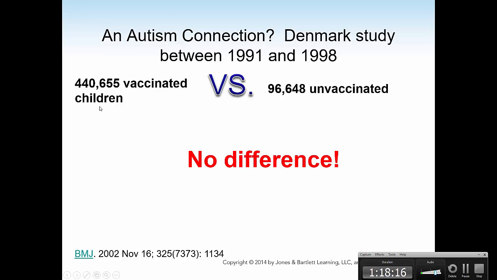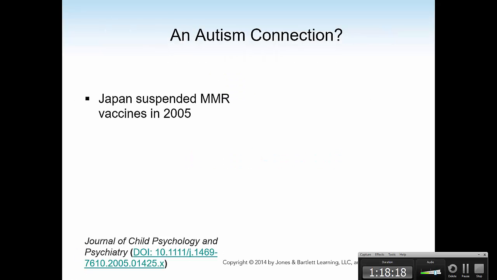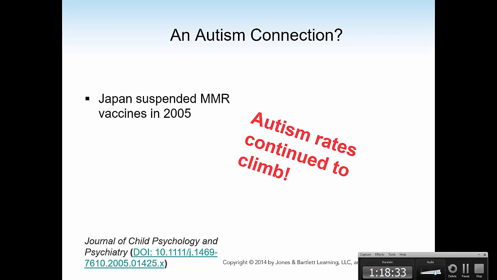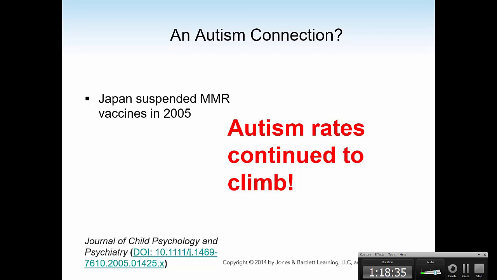No, they did not. Okay, Japan, because they were so caught up in the outrage factor, even suspended measles, mumps, and rubella vaccines in 2005. Well, you would think the autism rate would decrease, right? Nope. Autism rates continued to climb.